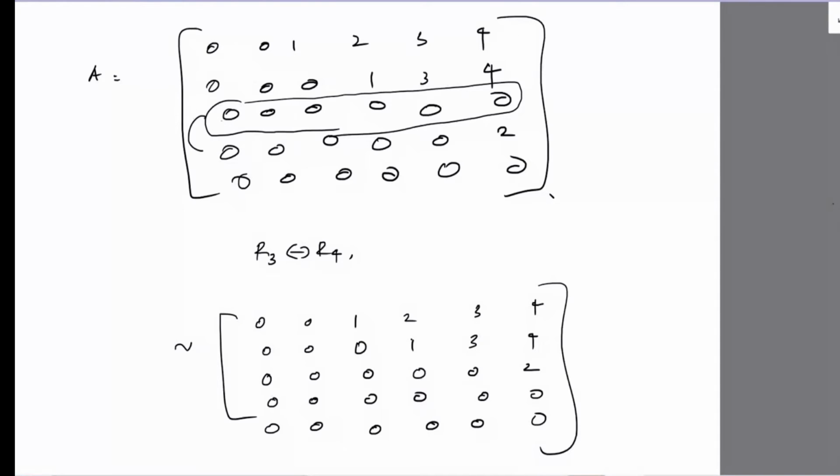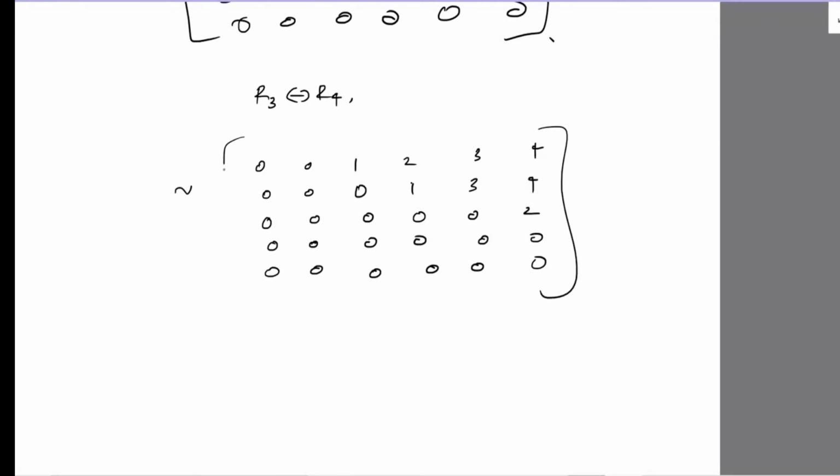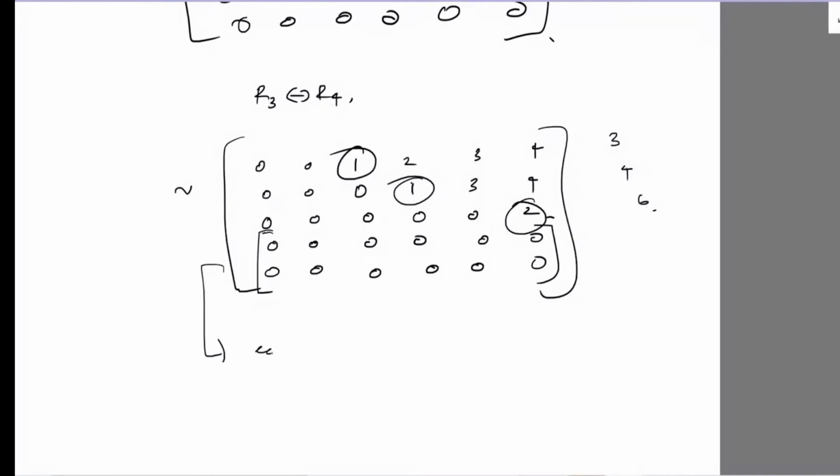What about this? Is it in echelon form? Yes, sir. Yes, now this is in echelon form. You can see that there are two zero rows and these two zero rows are at the bottom of the matrix, and it also satisfies the second condition. Look at the leading coefficients. The positions of the leading coefficients are in increasing order. This is 3, 4, 6. So it is in increasing order. So this matrix is in echelon form.